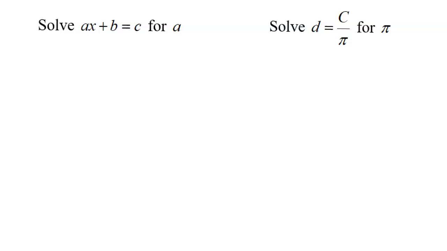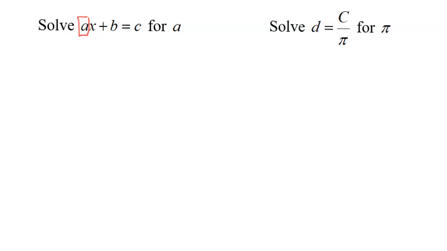So looking at this first equation on the left, I have ax plus b is equal to c, and I want to solve that equation for a, which is right here as the coefficient in front of x. And so that's what I want to isolate or get by itself in this equation. To do this, I'm going to use inverse operations.